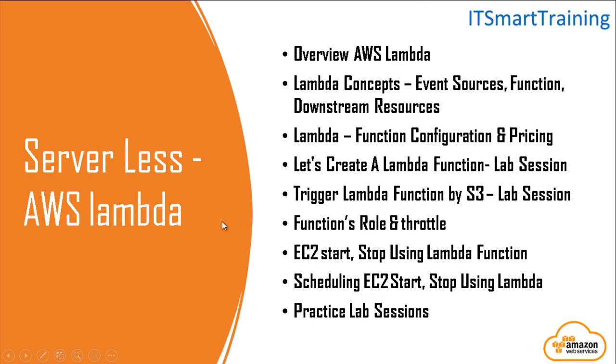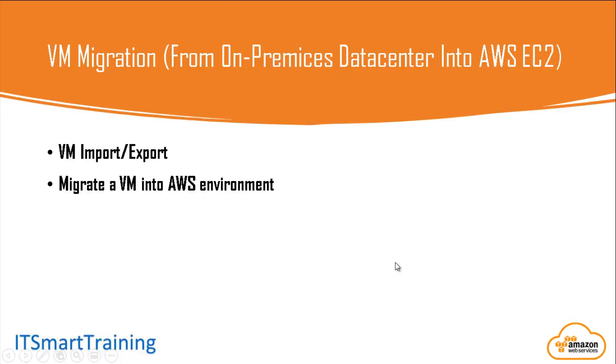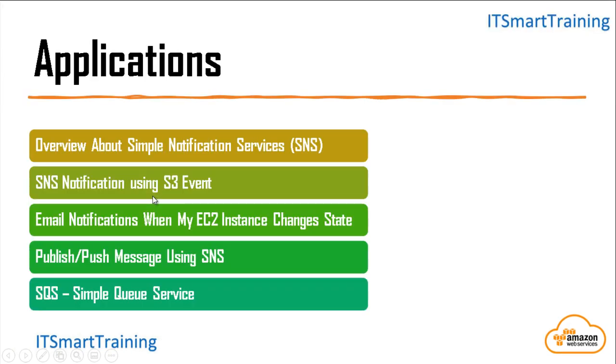Next, we cover serverless AWS Lambda. We will cover Lambda relations, EC2 start stop using Lambda functions, and scheduling EC2 start stop using Lambda. After that, we will cover VM import export, to migrate a VM into the AWS environment. This is very important. Next, we cover applications, email notifications, and publish-subscribe messaging using SNS.